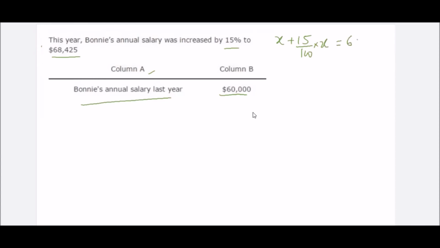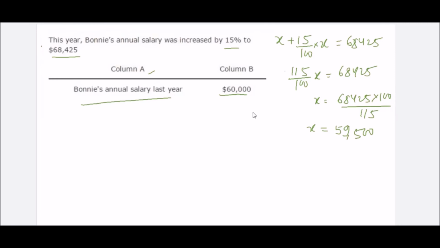So X salary is increased by 15%, will become $68,425. So it will become 115 by 100 X is equal to 68425. X is equal to 68425 into 100 divided by 115, and the X will be $59,500. So the bonus annual salary last year was 59,500. So here quantity A is less than quantity B, that is quantity B is greater. So the answer will be B.